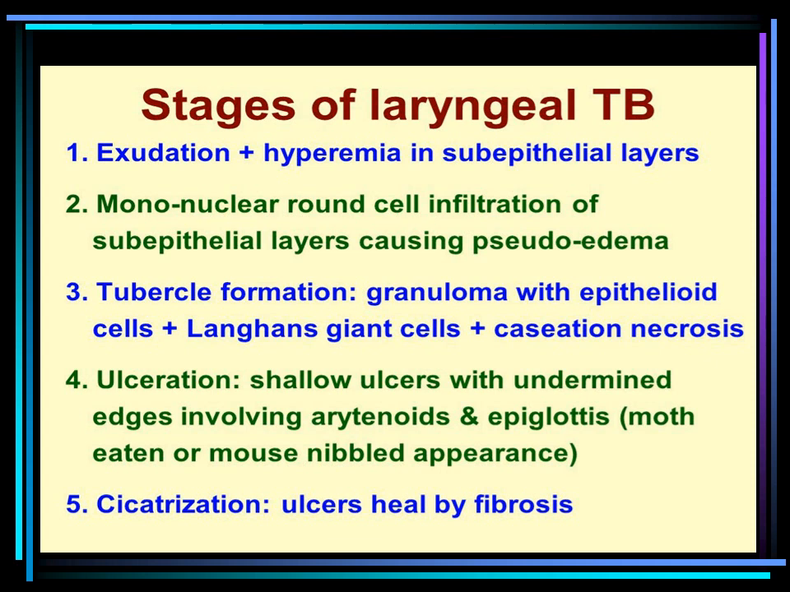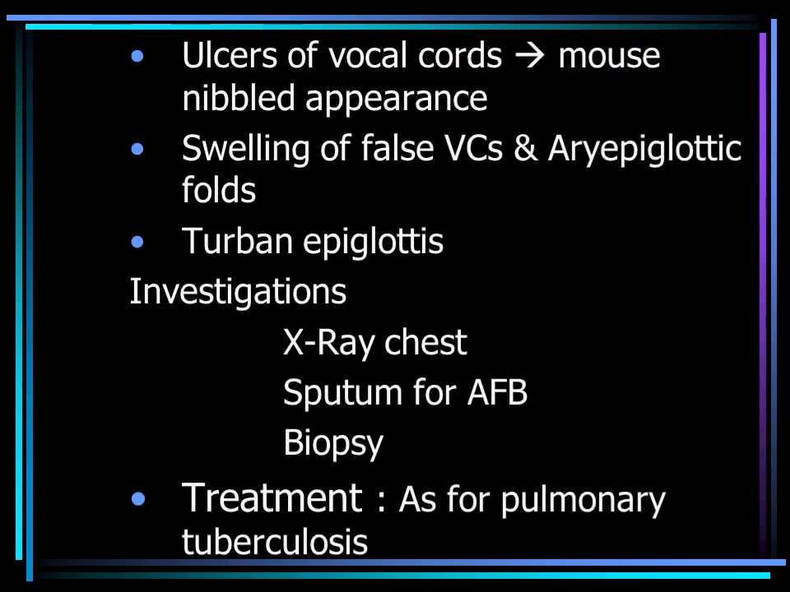Cicatrization is when the ulcers heal with fibrosis. Now, ulcers of the vocal cords: because of the multiple ulcers, it looks like a mouse has nibbled into it, so it's a mouse-nibbled appearance. There is swelling of the false vocal cords and aryepiglottic folds. The epiglottis looks huge, that's why it looks like a turban epiglottis.